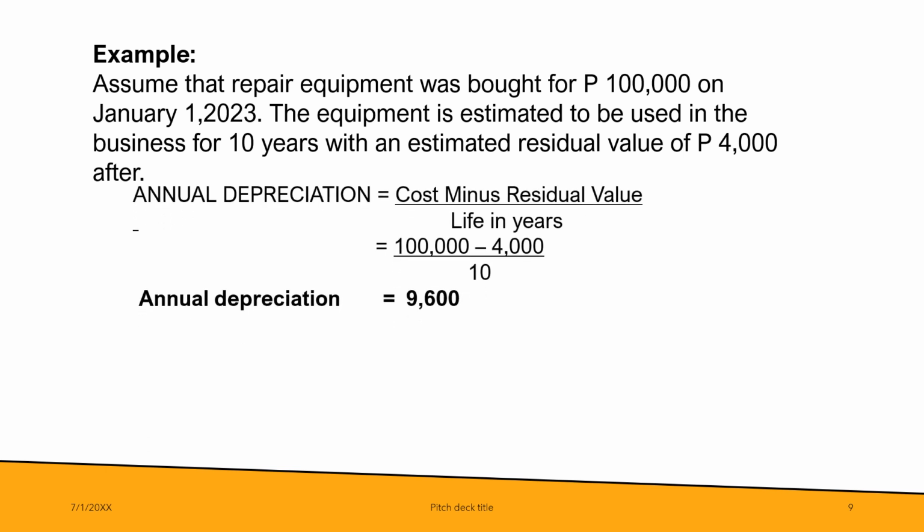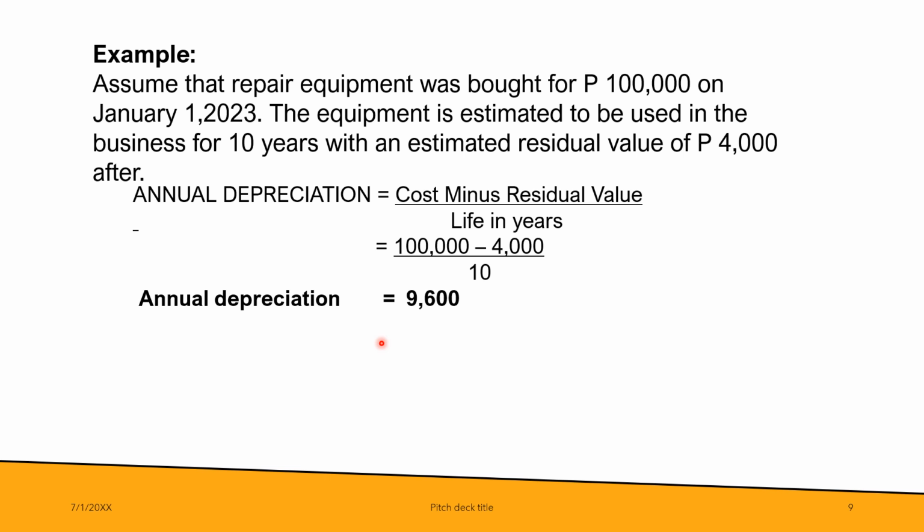We have this formula. Annual depreciation equals cost minus residual value or scrap value divided by life in years. This 100,000 here is the acquisition cost, and then this 10 years is your estimated useful life in years, residual value is 4,000. So we will replace the formula. 100,000 as the cost minus 4,000 as the residual value over 10, which is the estimated life in years. So that will be 96,000 divided by 10 years, and that will give you an annual depreciation of 9,600.